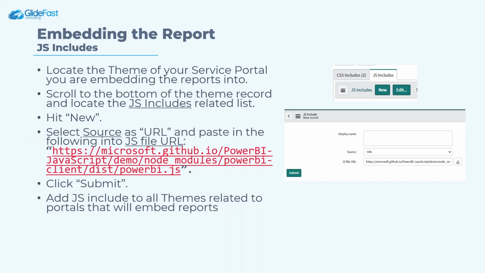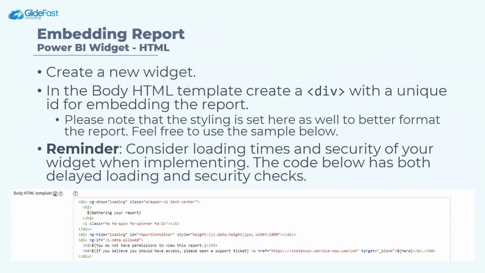In there, you can put this URL of Microsoft GitHub IO, and this will allow you to make these Power BI centric calls. So in here, you can see we are doing embed report. So this is our HTML template.